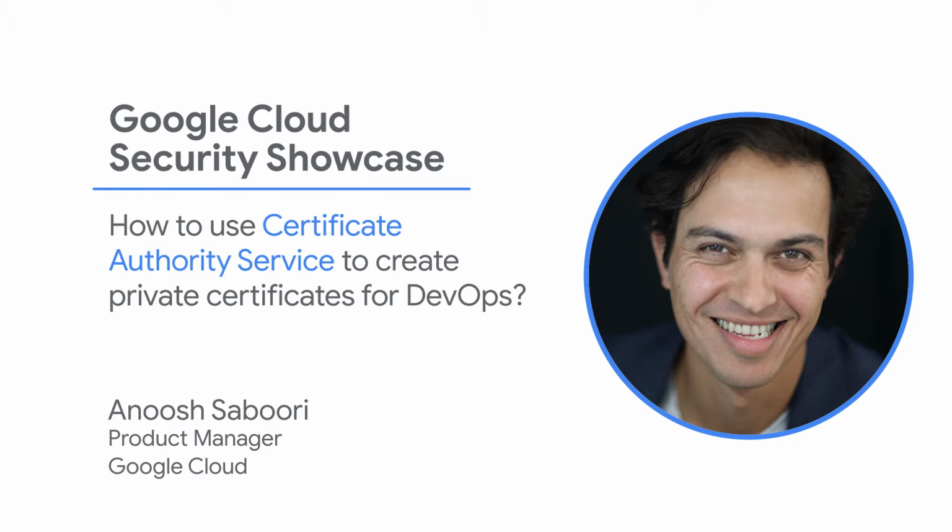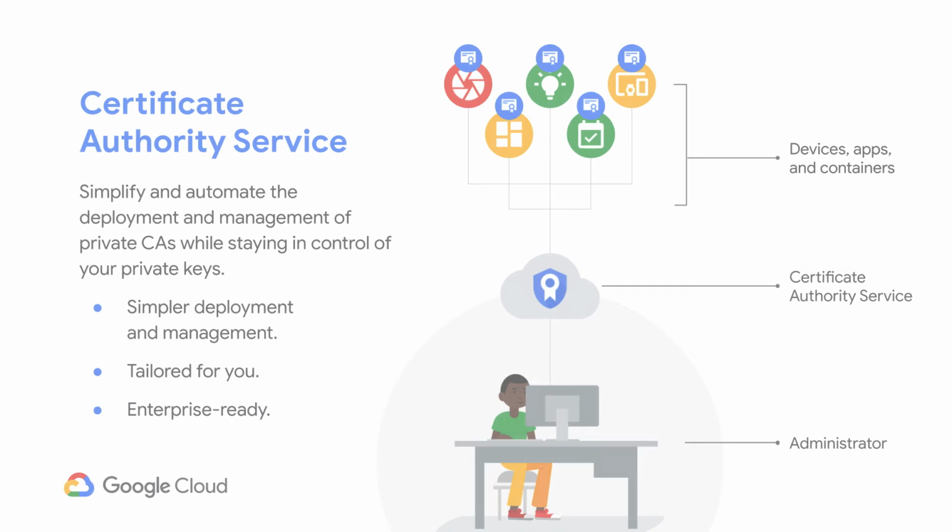Today, we'll be walking through one of the top questions we get from customers, how to use Certificate Authority Service to create private certificates for DevOps. Enterprise organizations are frequently surprised at the extent of extra work they must do having bought CA technology to bridge the gap between technology and their organizational and business goals.